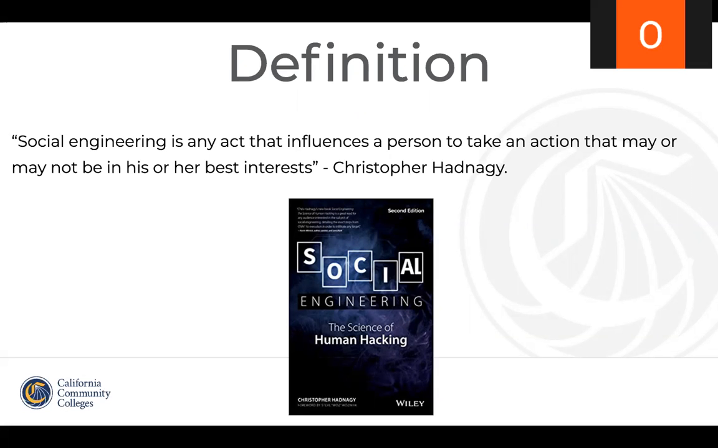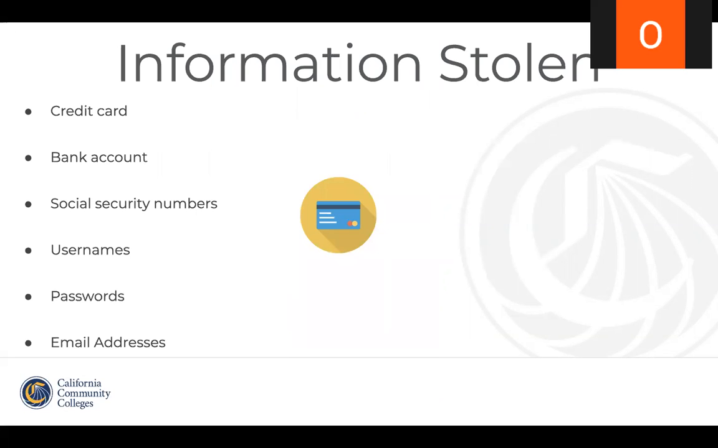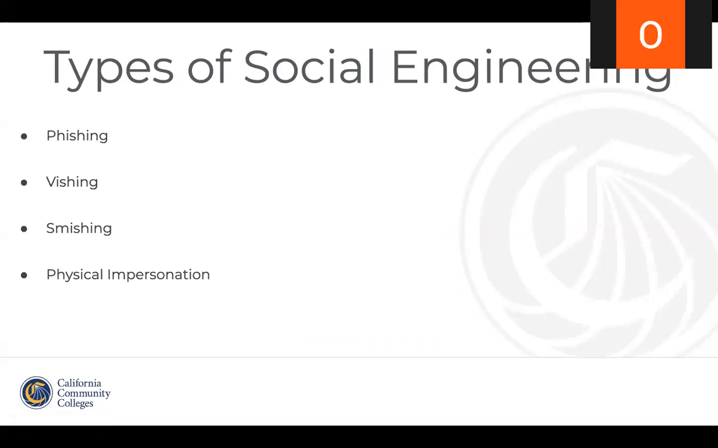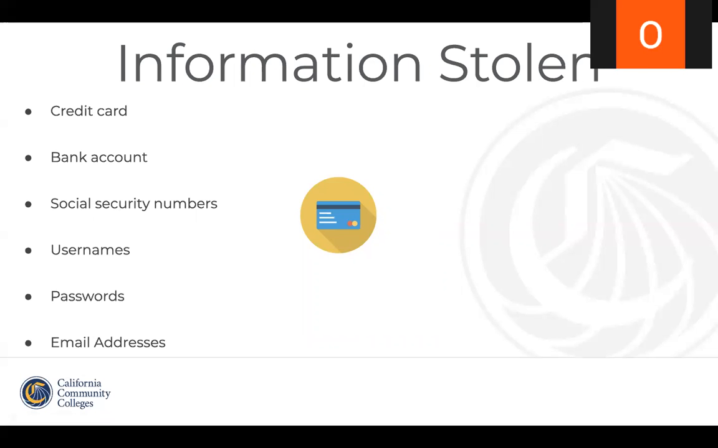Examples of information that are stolen with social engineering attacks include credit card information, bank account information, social security numbers, email addresses, and user password combinations, or any other personally identifying information. User password combinations can be leveraged to gain access into targeted organizations' networks, and it could ultimately lead to a ransomware attack.